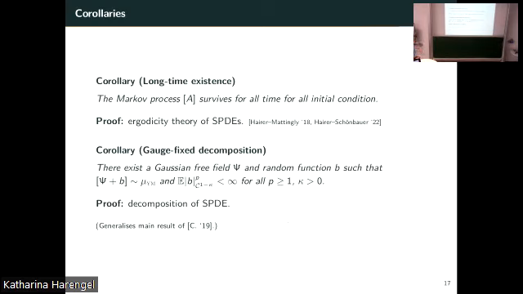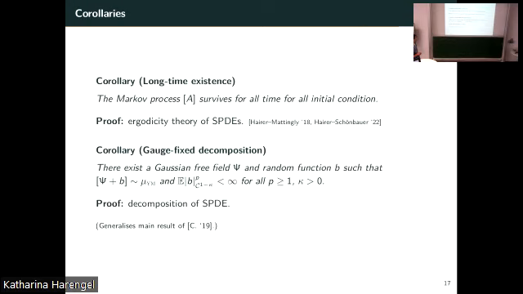Okay, my time is completely up, so let me just conclude with a couple of corollaries. The first thing that you can learn from this connection that we illustrated is that this Markov process A that we constructed in a gauge orbit survives for all time. This is a kind of cheap corollary, which more or less follows from ergodicity theory for SPDEs.